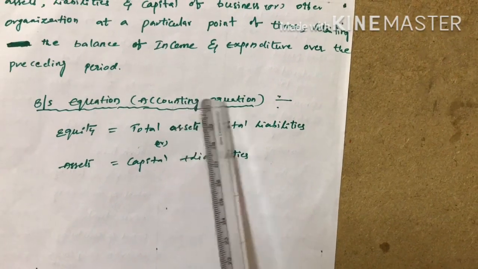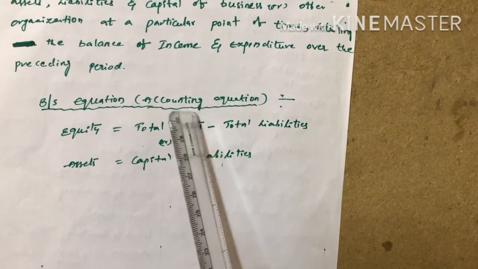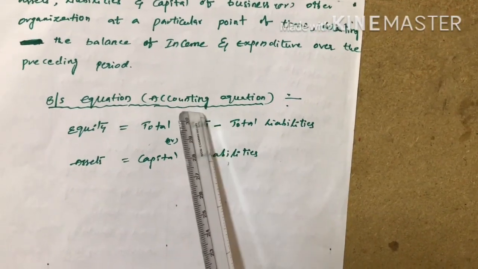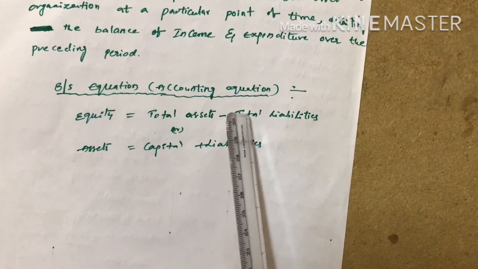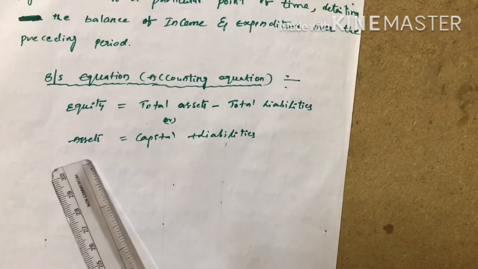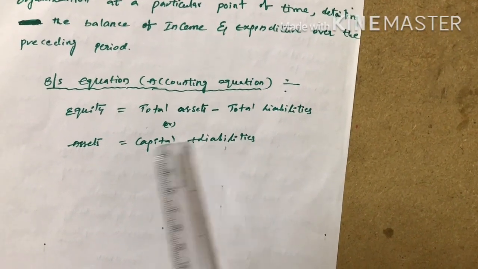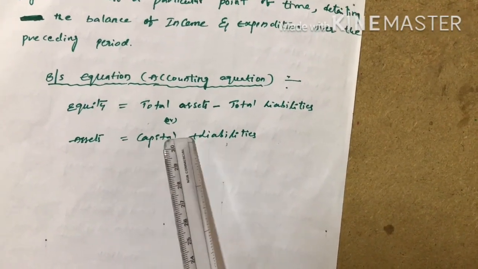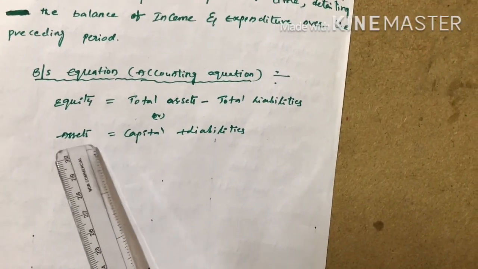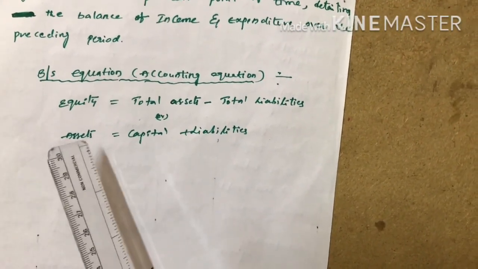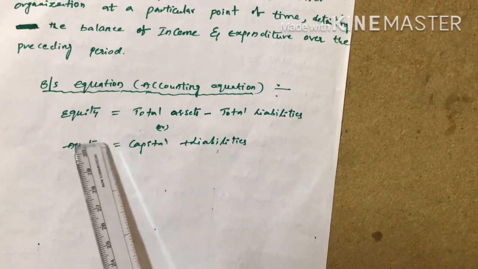Here you see the balance sheet equation, it is also called the accounting equation. You remember the accounting equation, it comes in the exam as a 2 marks question. Equity is equal to total assets minus total liabilities, or it can be written as assets equal to capital plus liabilities. You remember this point, capital plus liabilities, so you write it on the asset side. This is one of the simple equations of the balance sheet.